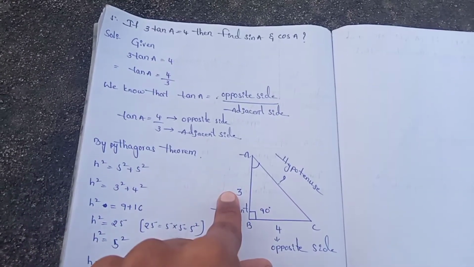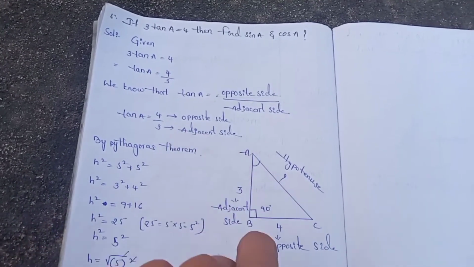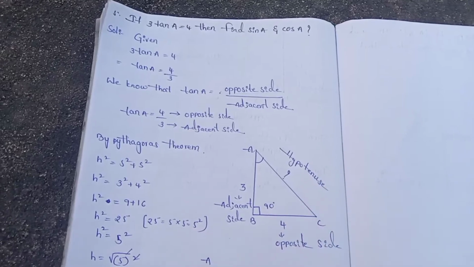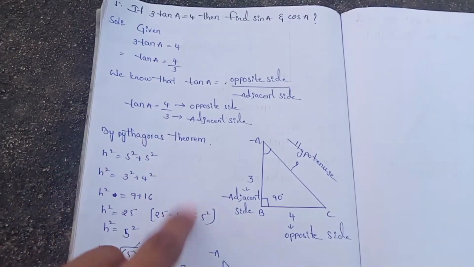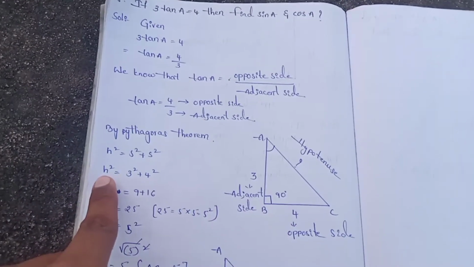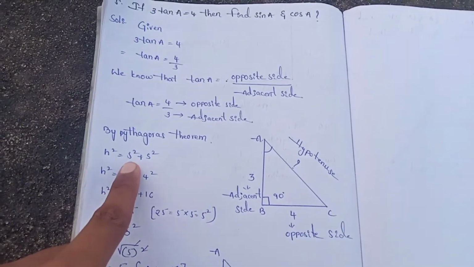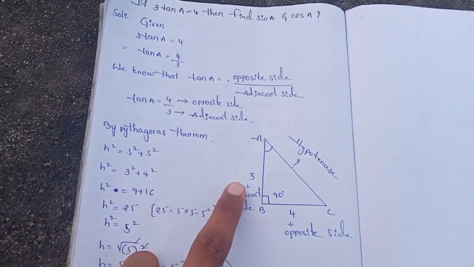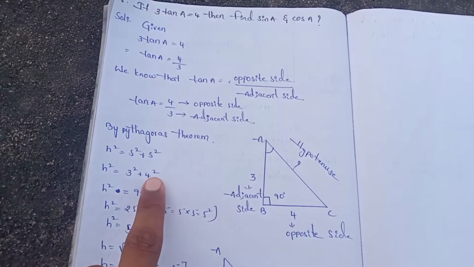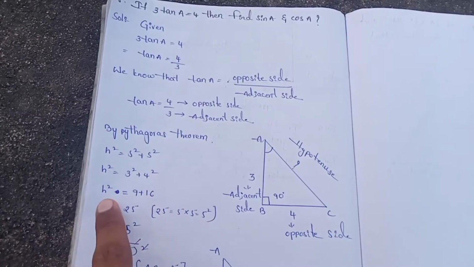Adjacent side means 3. Hypotenuse is not mentioned here, so we have to find the hypotenuse. By Pythagoras theorem, hypotenuse square is equal to side square plus side square. What is the side here? 3 square plus 4 square. Hypotenuse we have to find out.